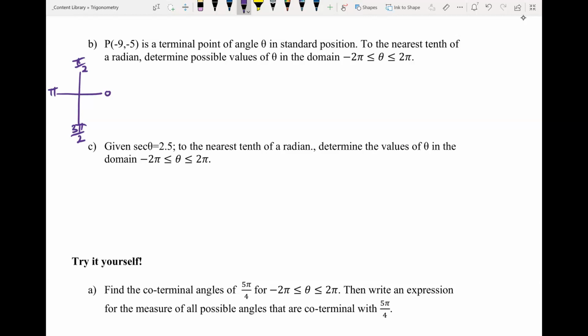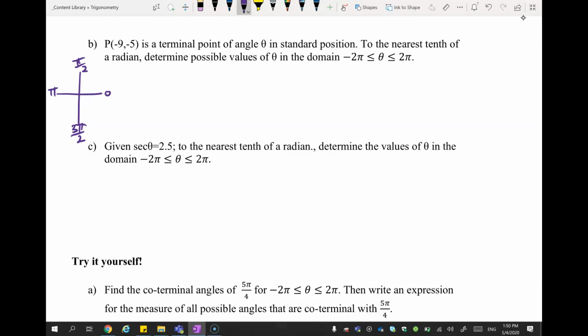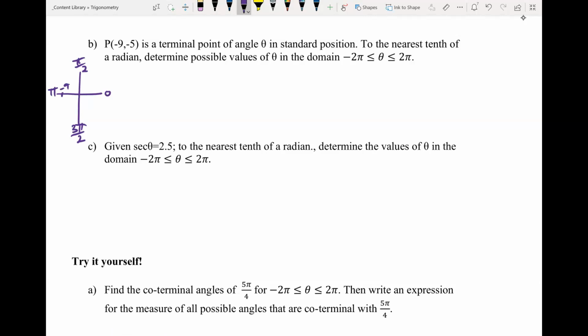But we're going to draw our point first. It's negative 9, negative 5. Because our x and y are both negative, we know it's in quadrant 3. So our x is negative 9. Our y is negative 5. So this is where our point is. I'm going to connect it to the origin. So that is our terminal arm. And then we're trying to find this angle here.